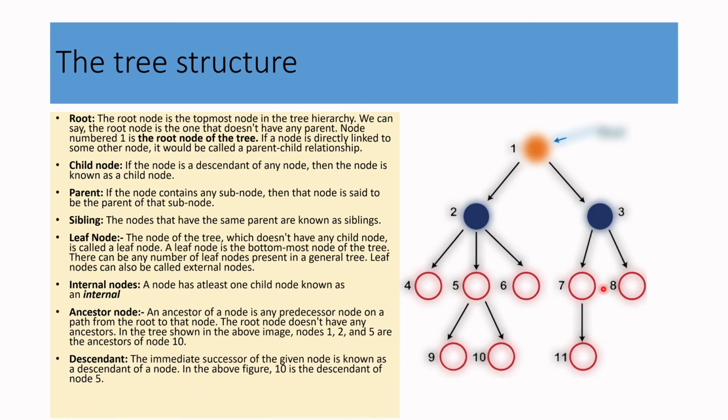So there is a descendant also. The immediate successor of the given node is known as a descendant node. So we can say 10 is a descendant node of 5. Immediate successor, we can say immediate successor.